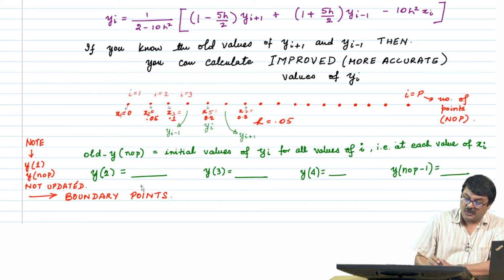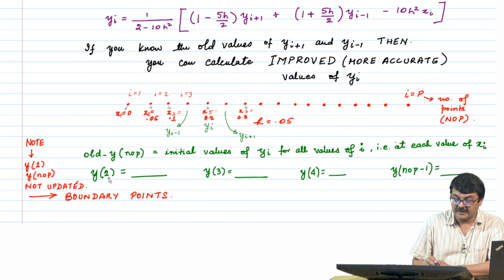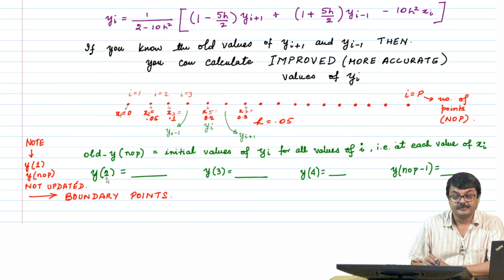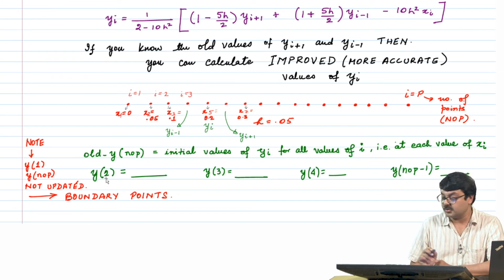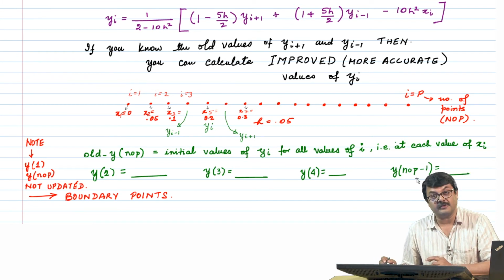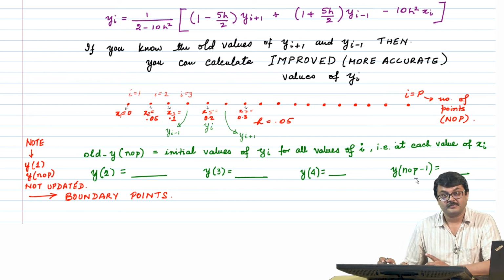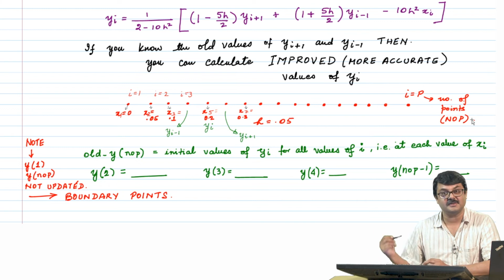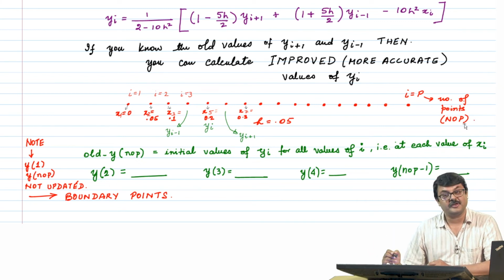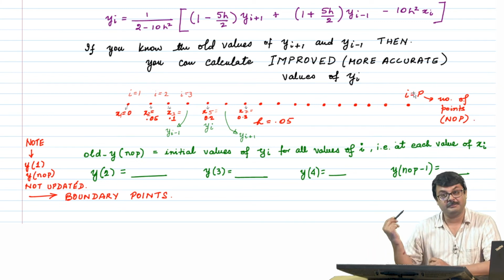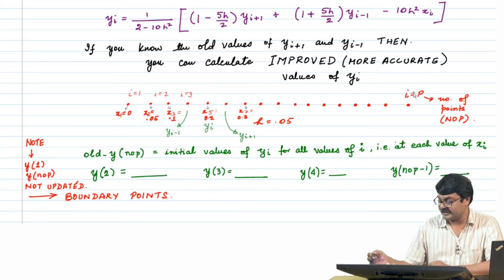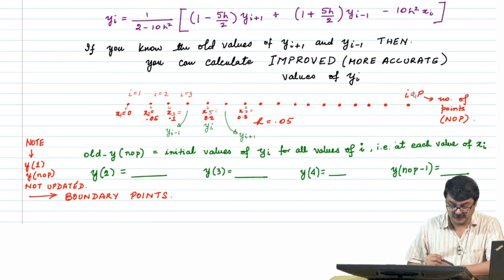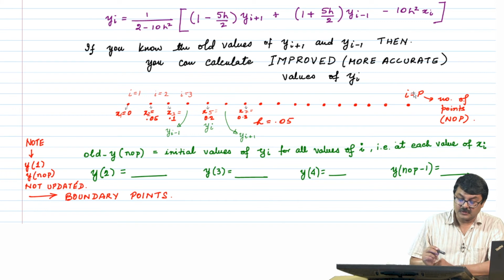solution. Note, when I said that you can update the values of y for each of the grid points, I started from y equal to 2 and stopped at y equal to NOP minus 1, right. NOP is basically the number of points, which I refer to as NOP. You can also say P basically. If you take the integer of P, you get NOP.